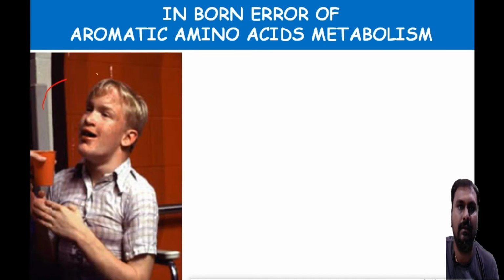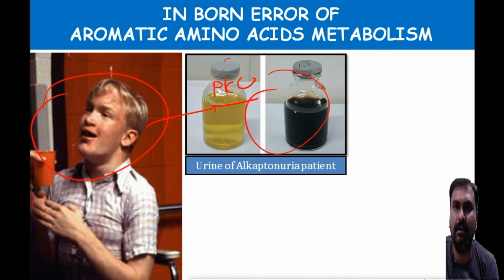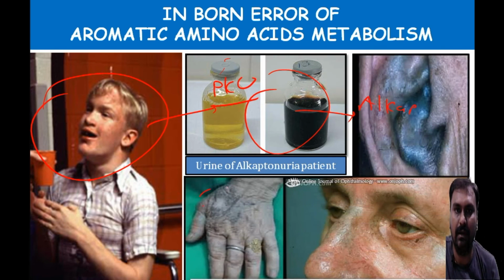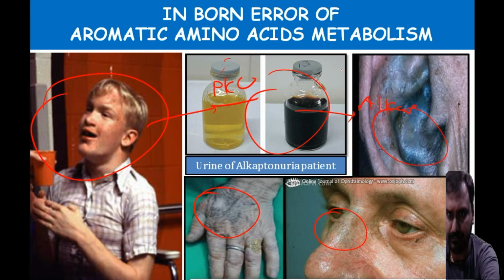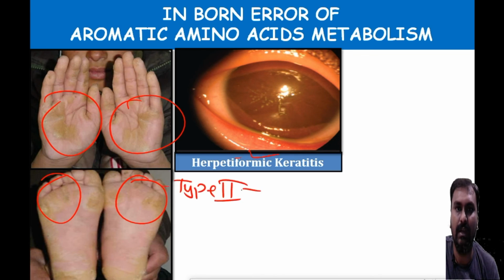As you can see here, a mentally retarded child is suggestive of phenylketonuria. Black color urine is suggestive of alkaptonuria. Again, black color pigment in the hand, in the nose, in the pinna, all are suggestive of alkaptonuria. In a recent NEET PG exam, 2 questions were asked on alkaptonuria. Okay. What is your diagnosis? There is hyperkeratosis of the palm and plantar region, and keratitis is there. So what is this? It is type 2 tyrosinemia.